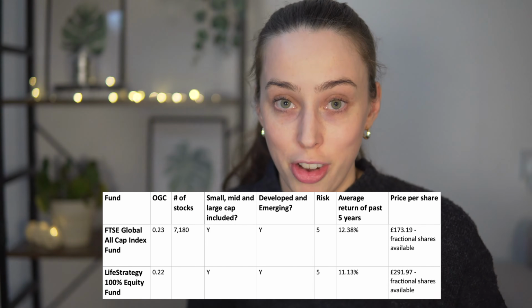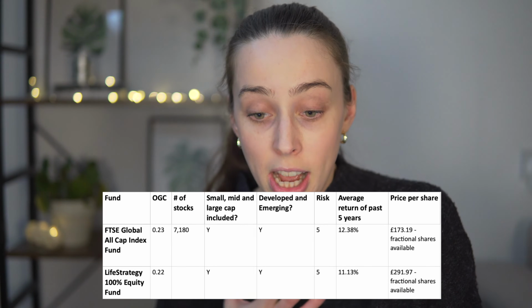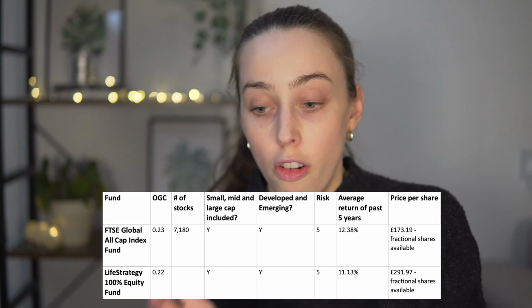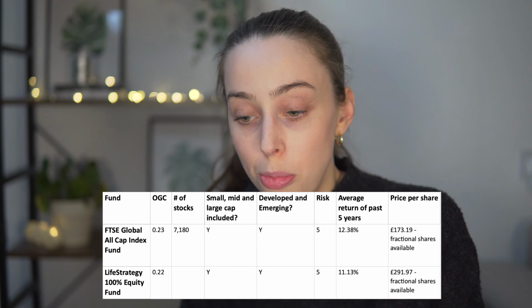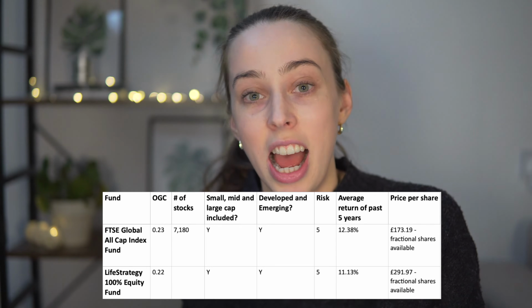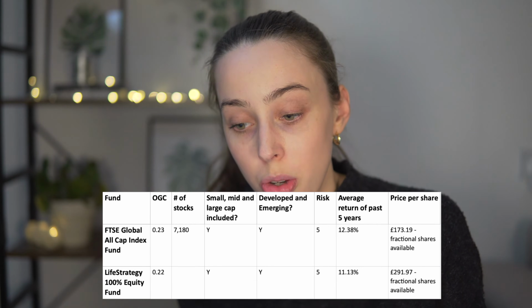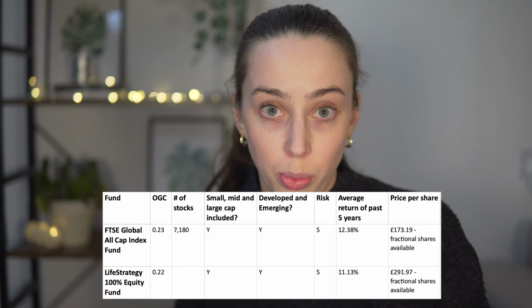So moving on, the average return of the past 5 years. Now, I worked out, and I just used the Vanguard website, this may be slightly off, but I worked out the FTSE Global All Cap at 12.38% over the last 5 years as an average return. And Lifestrategy 100 just under that at 11.13. We'll get into some reasons why that may have happened, but there is a very strong possibility that it's to do with how the Lifestrategy is allocated towards different areas of the globe. Stay tuned for that, we'll get to that. It's very interesting when it comes to the Lifestrategy funds.